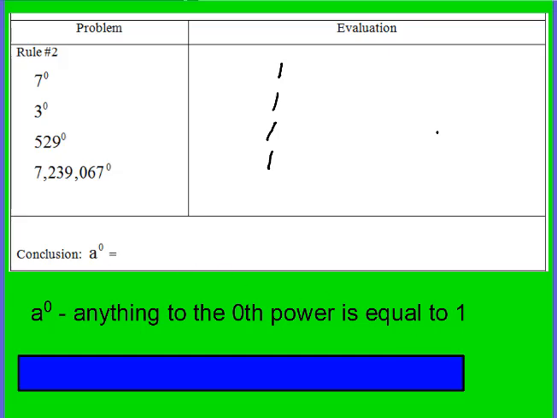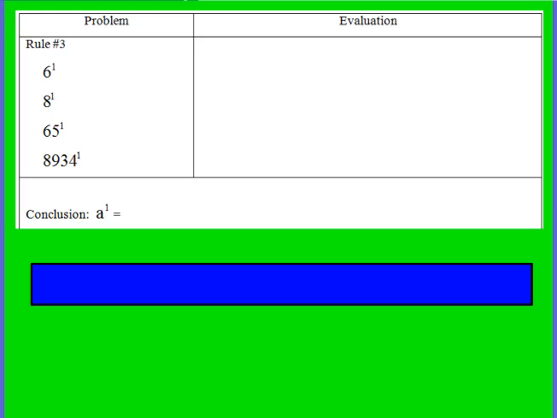All right. Now, what if we go to the next one? The next one is, what if I do a base to the first power? Pause the video, type each of these in, and find out what you come up with as your answer. Okay, so let's find out what you did. When you typed in 6 to the first power, I bet you came up with 6. And if you came up with 8 to the first power, you came up with 8. 65 to the first power was 65, and 8,934 to the first power was 8,934.